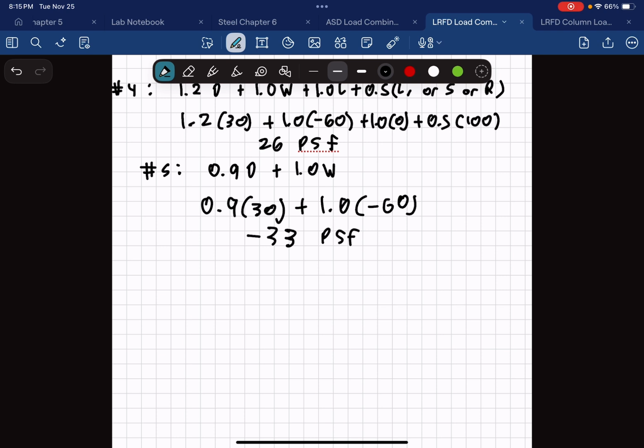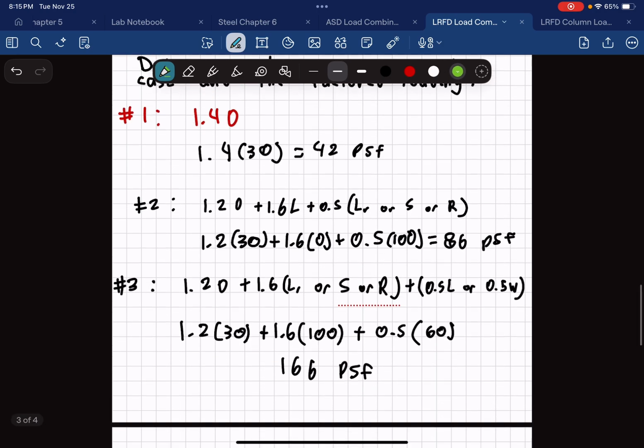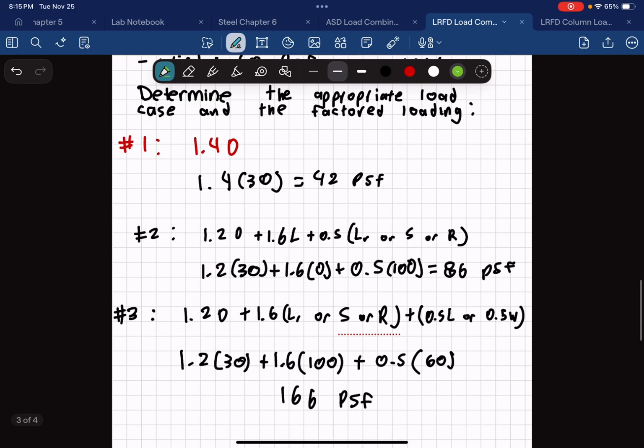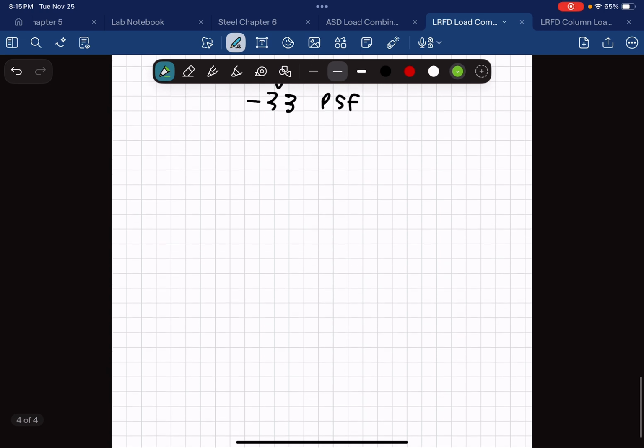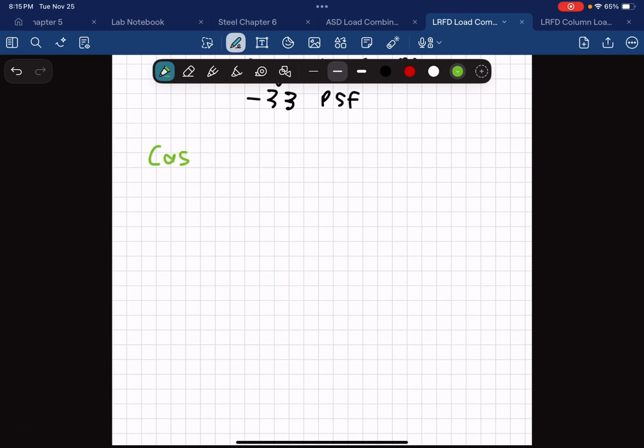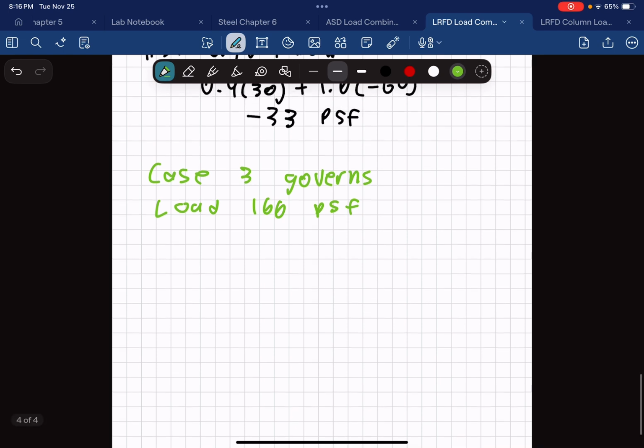So if we come back here, let's write in green what we're going to be dealing with. Case 3 was our highest. So case 3 governs. And the load is 166 pounds per square foot. So this was a very basic roof loading problem for the LRFD design methodology.